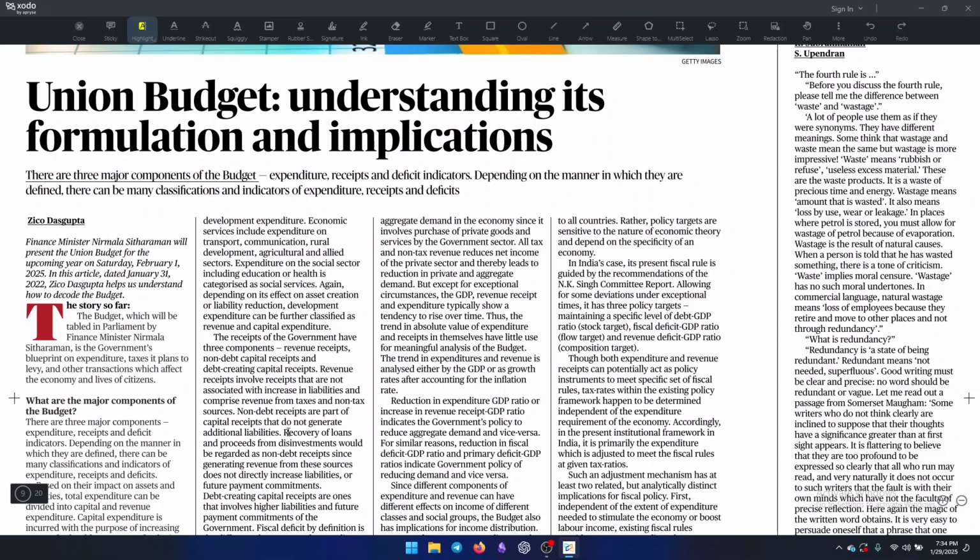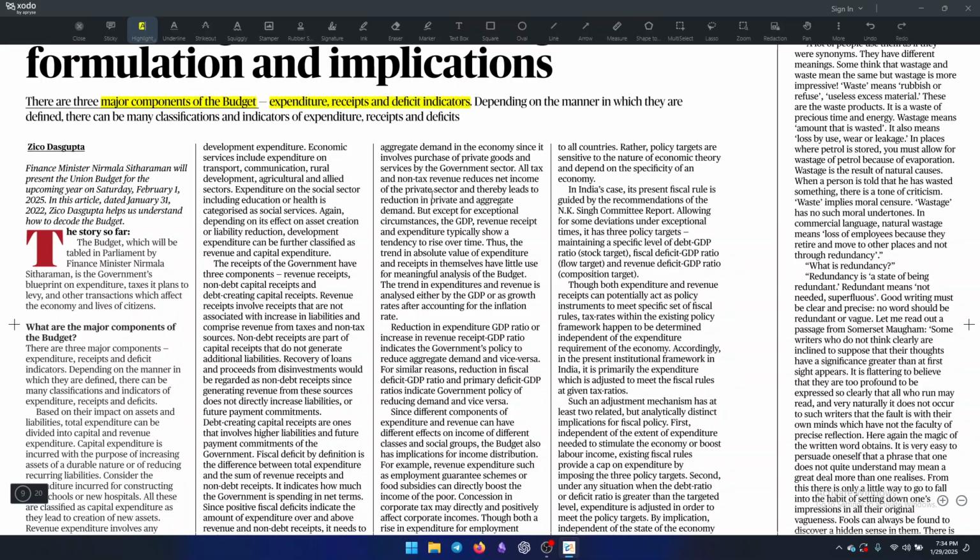Union budget, understanding its formulation and implications. There are three major components of the budget: expenditure, receipts, and deficit indicators. Depending on the manner in which they are defined, there can be many classifications and indicators of expenditure, receipts, and deficits. Finance Minister Nirmala Sitharaman will present the union budget for the upcoming year on Saturday, February 1, 2025.